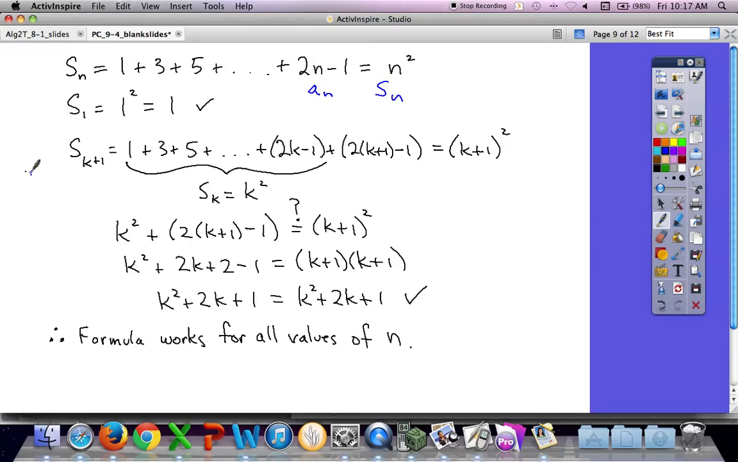So the first step is to show that it works for n equals 1, meaning plug in 1 to the formula here. If you put in 1 for n, you're going to get 1 squared, which is 1. The sum of the first term you can plainly see in front of you is 1. So that checks. 1 squared equals 1. That is the same. So the first step is done.